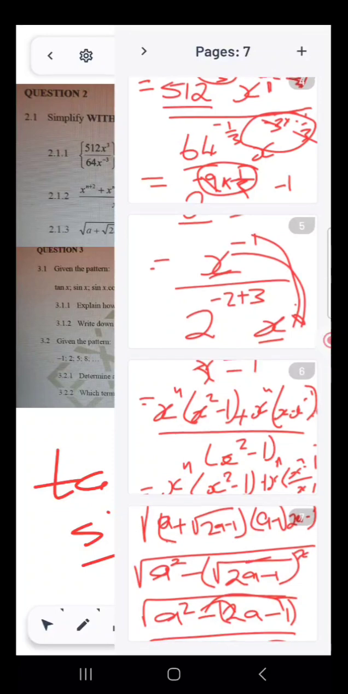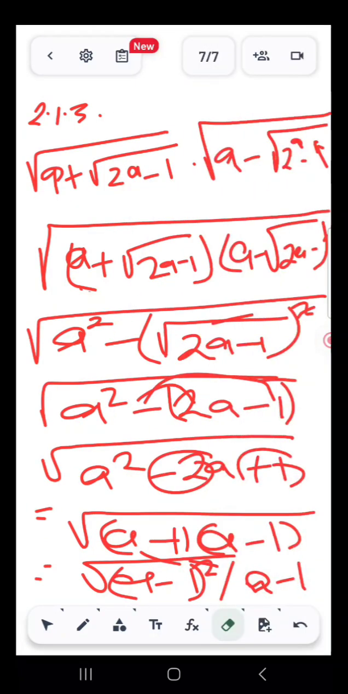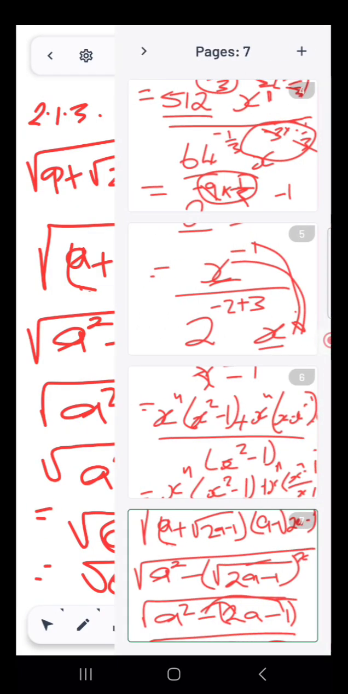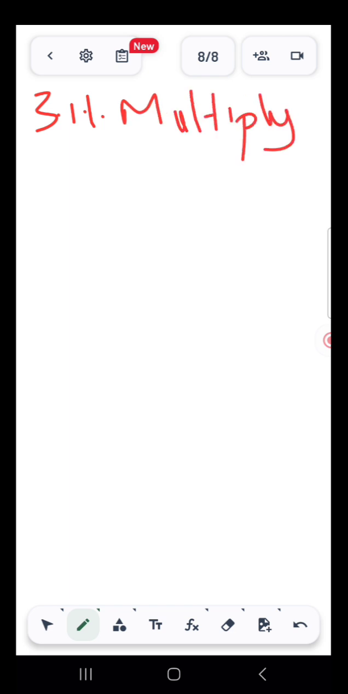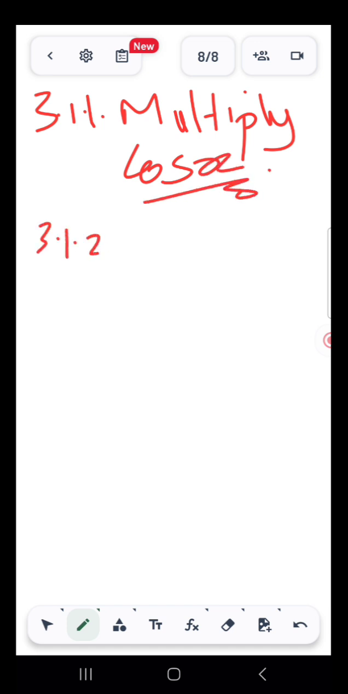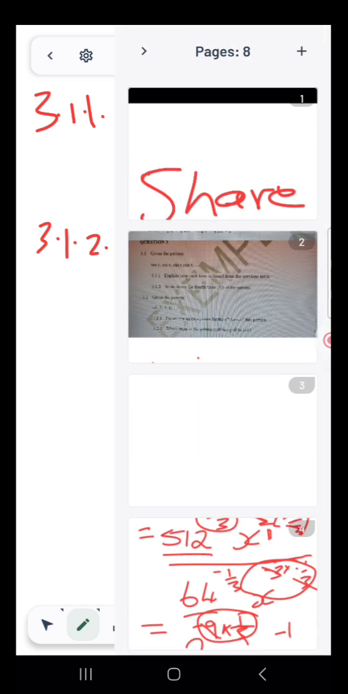So in order for us to answer the first question, we start by numbering, 3.1.1. They multiply by cos x to get the next term. And then we go to 3.1.2.